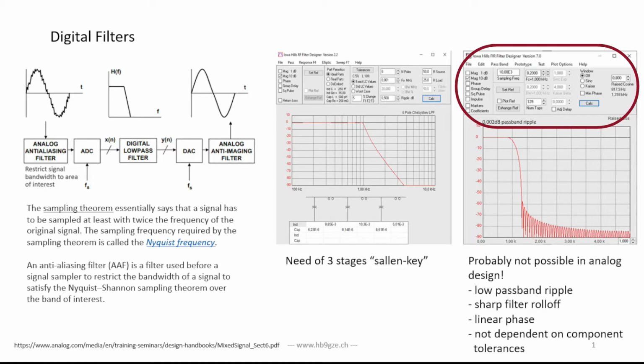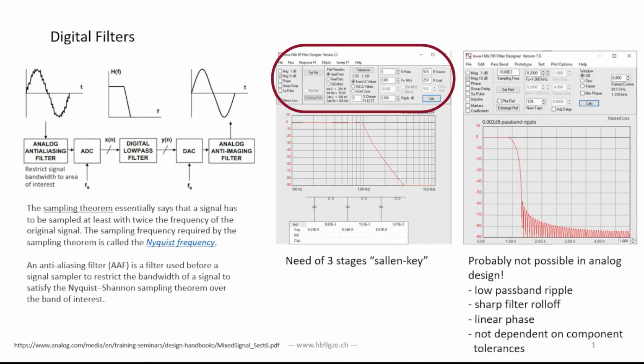It has to have 129 taps. We take a look at that later. 129 coefficients, quite a bit of computing power to calculate a filter like that digitally. If you want to implement a filter like this in the analog world, it's going to be very difficult. I would say it's probably not possible.